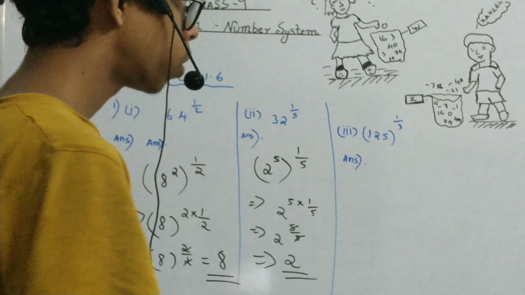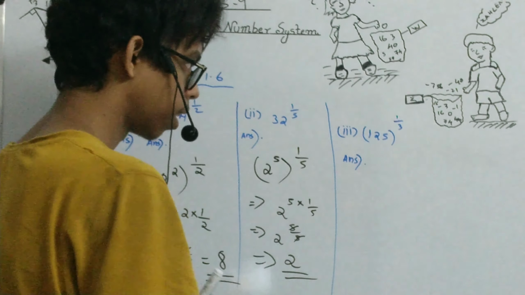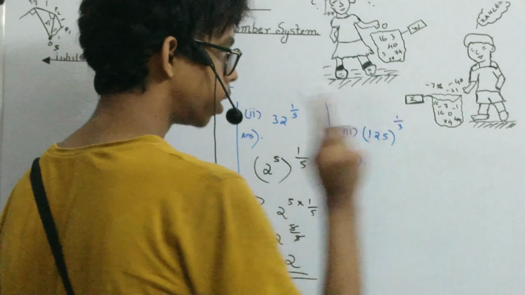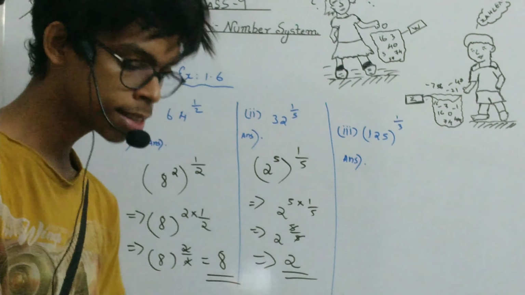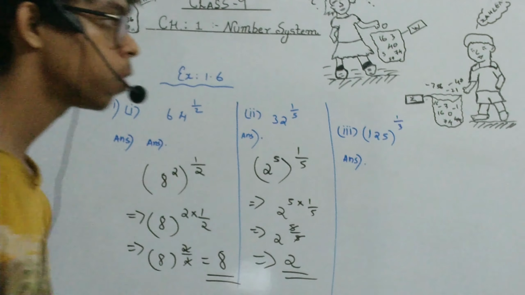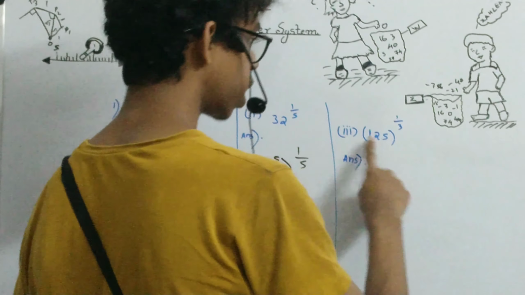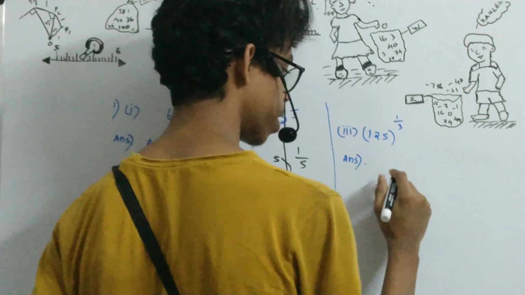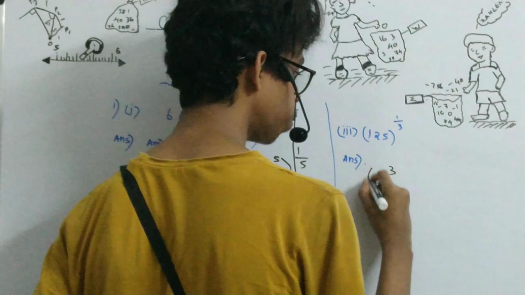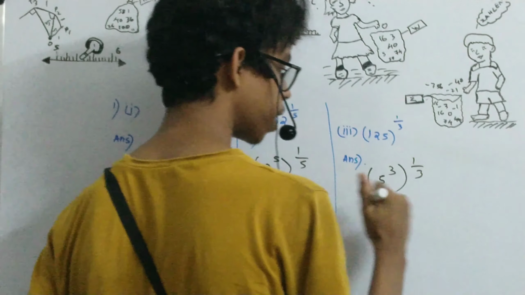Now the next one is 125 raised to 1 by 3. So here you see the denominator is 3. So we should know that we have to write it as something raised to 3. Okay, so we know 5 raised to 3 is 125. If you don't know, you can do factorization and see. So 5 cube, the whole raised to 1 by 3.